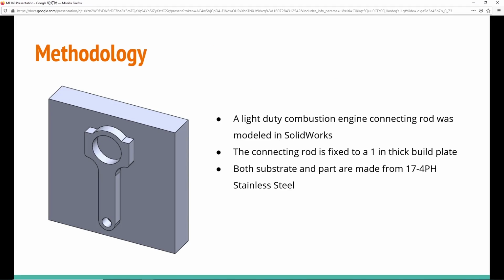We first modeled our connecting rod and the substrate in SolidWorks with 1 inch thickness, and then we assigned 17-4 PH stainless steel to both parts. When we researched, we found this material has a higher material strength, and it can operate for a longer life cycle under high pressure and a highly repeatable process. Especially for the engine, the rod encounters rotation constantly, so it would be the best fit for our situation.